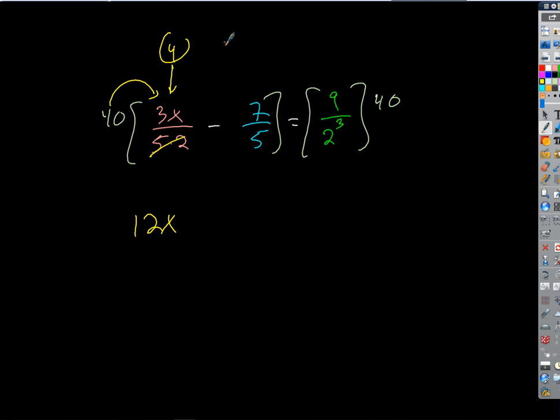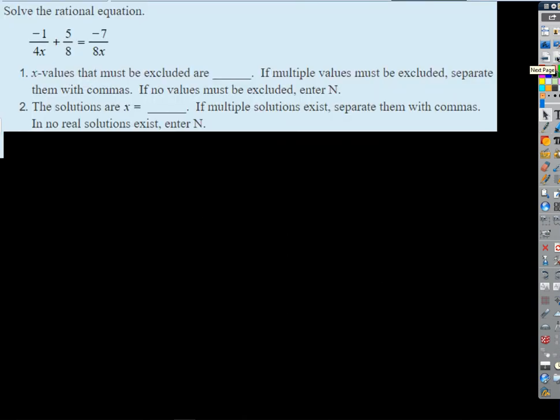How about when we distribute over here? 40 over 5 is 8, right? And then 40 over 8 is 5. Simple equation we can solve that, right? Okay, make sense? Okay, so then, what do you think we might do with a problem like that?